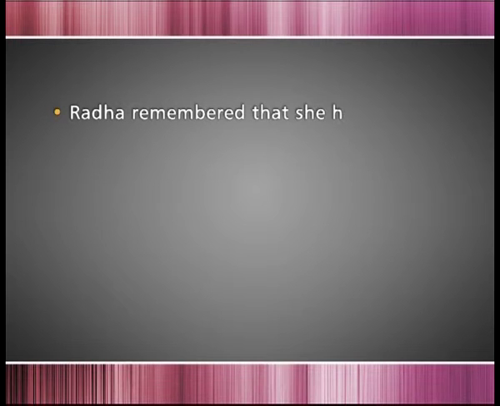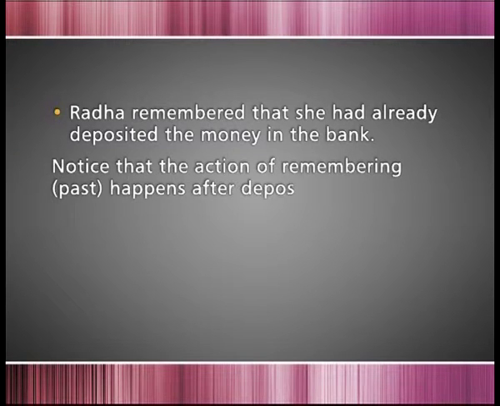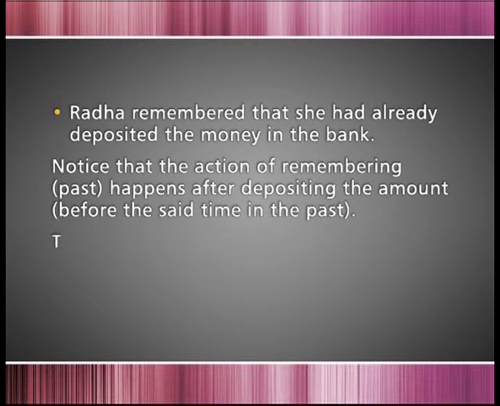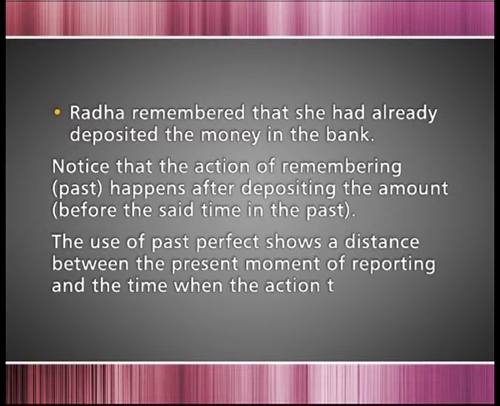This tense is used when we wish to emphasize the sequence of the two actions in the past and when that earlier action has some relation to the later action or situation. For example, Radha remembered that she had already deposited the money in the bank. Notice that the action of remembering, past, happens after depositing the amount, before the set time in the past. The use of past perfect shows the distance between the present moment of reporting and the time when the action took place. It is often possible to bring out the earlierness of either action without the use of the past perfect tense, but with the help of conjunctions like before or after.